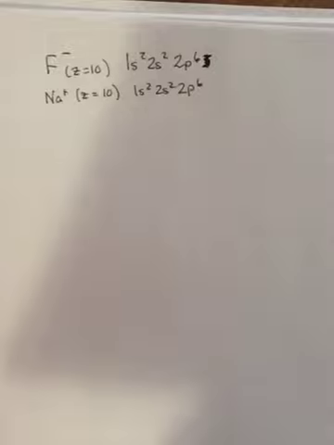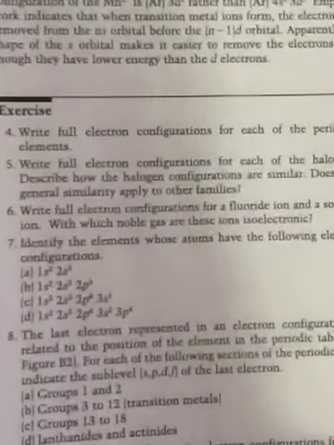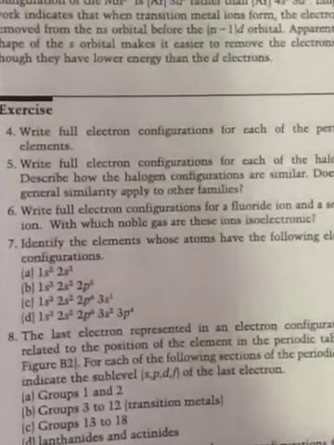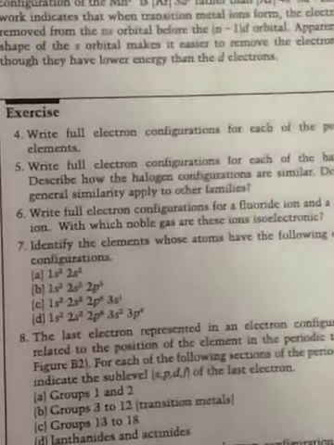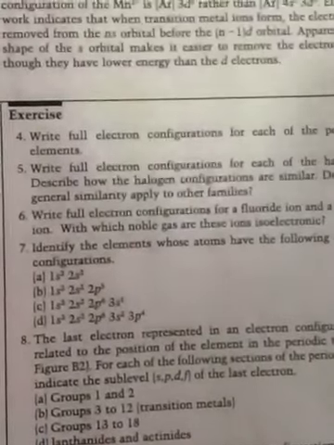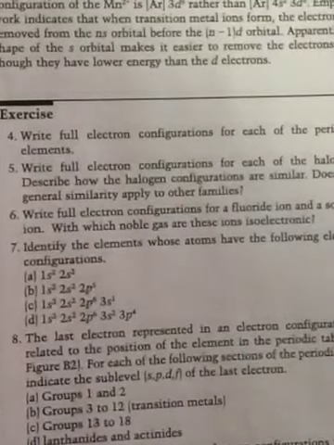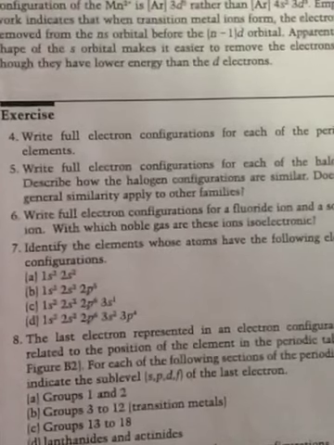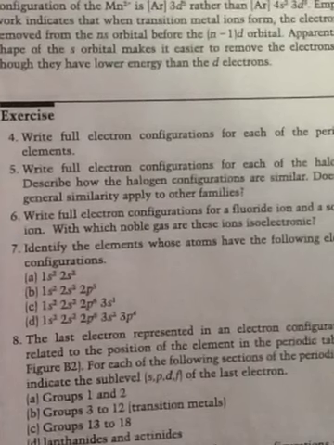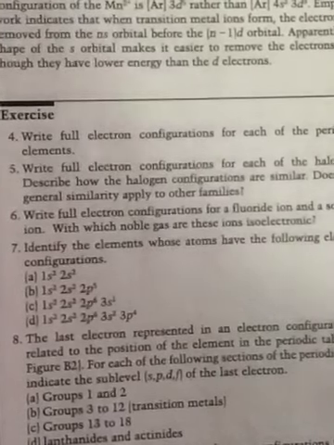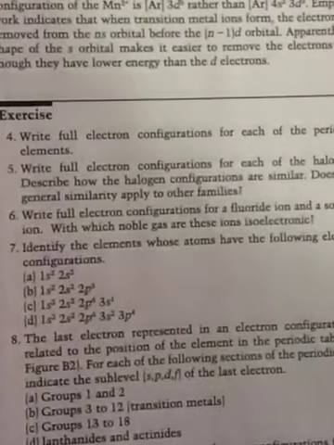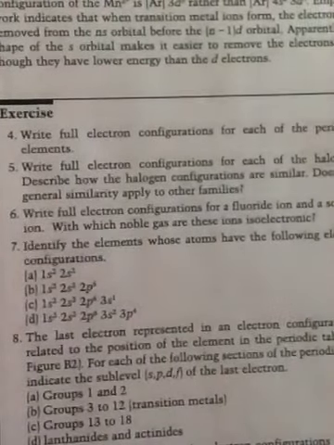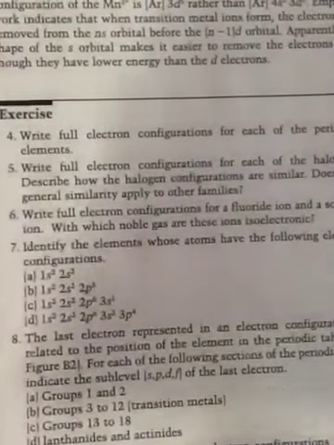Number 7, identify the element whose atoms have the following. So 1s2, 2s2, has 4 electrons, so it should be beryllium. The next one has 7, and so you count them up, go over, 7 should be nitrogen.